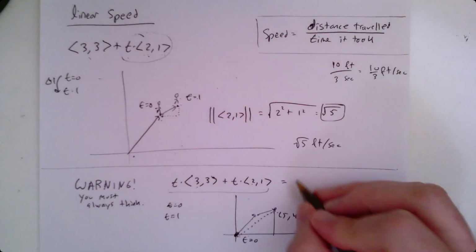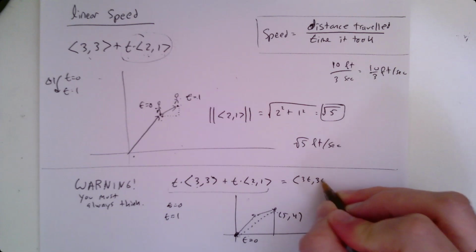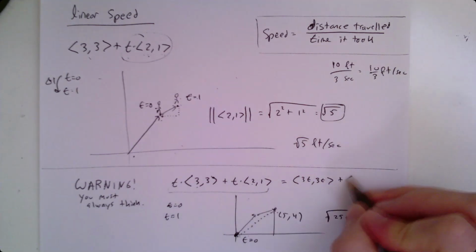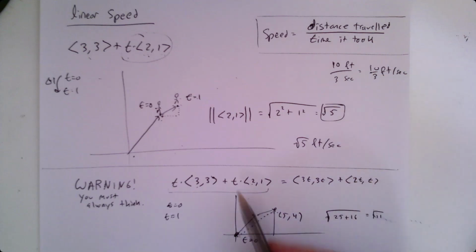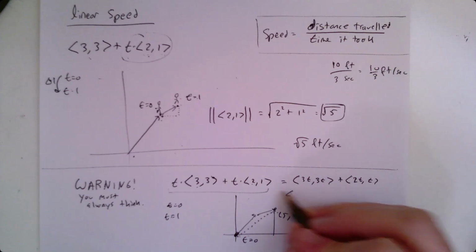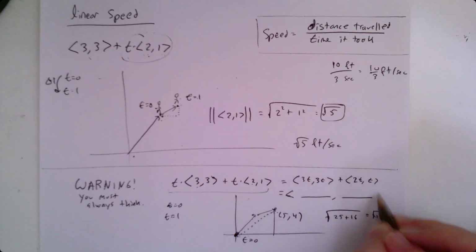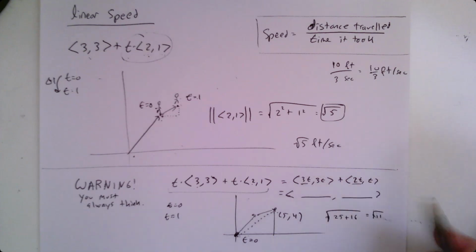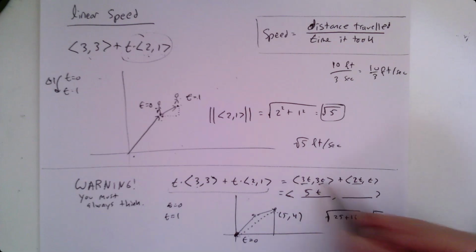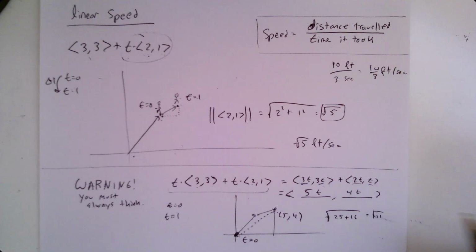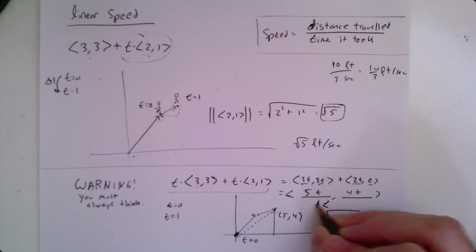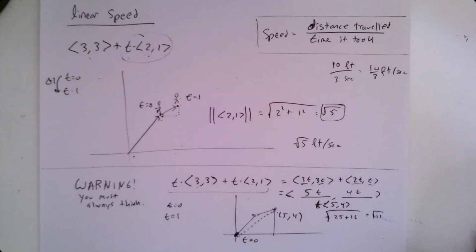Remember, this is the same thing as saying 3t, 3t. This is the same thing as saying 2t, t, because I just multiplied the t in. And now I can add them together, the x parts and the y parts separately. So 3t plus 2t is 5t. 3t plus t is 4t. And if I take the t out now, you can see that that's the same thing as scaling the 5, 4 vector. And the 5, 4 vector is exactly this vector right here, which we found the magnitude for. So the idea still works.